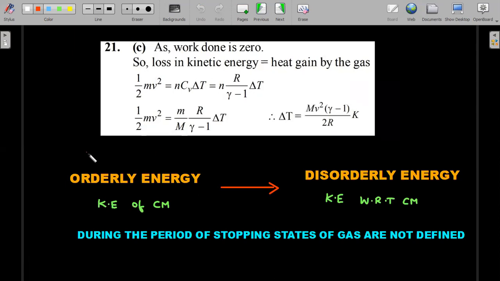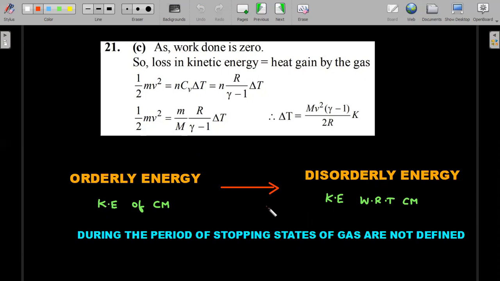So what happens when you are actually moving the vessel? There is an orderly kinetic energy of the center of mass. The entire system is moving, so there is a half m v_cm squared. Suddenly you stop it, and that KE of center of mass is lost. In what form? It can't go in the form of heat to the outside surroundings because it's thermally insulated. So it creates a disorderly, or random, kinetic energy with respect to the center of mass. This change increases the internal energy. So the orderly kinetic energy becomes the disorderly kinetic energy, which is nothing but the internal energy, the random motion energy that I spoke of.